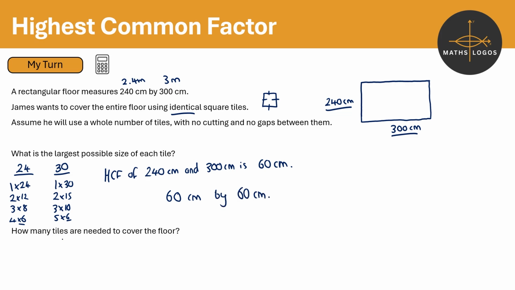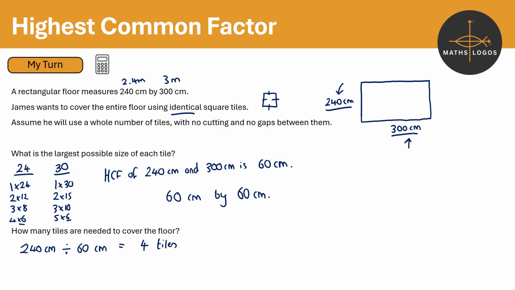And the second question, how many tiles are needed to cover the floor? Well, what I want to do is I want to say, okay, how many 60s go into this width of the floor and how many 60s go into the length of the floor? I'll take 240 centimeters, that's my width, and I'll divide it by my tiles, which are each 60 centimeters. And 240 divided by 60 is like doing 24 divided by 6. So my answer is 4 tiles would fit into 240 centimeters.